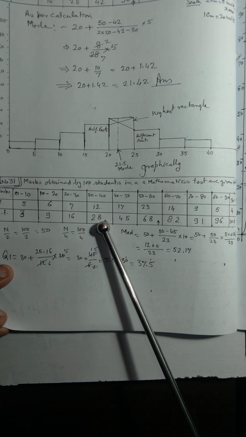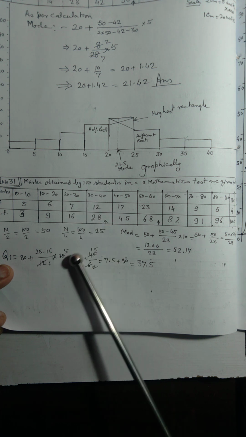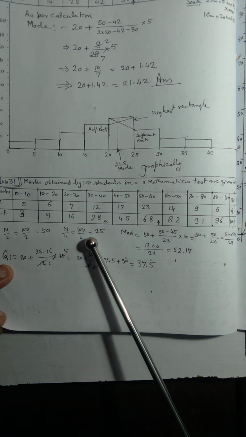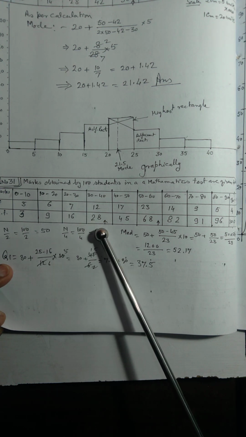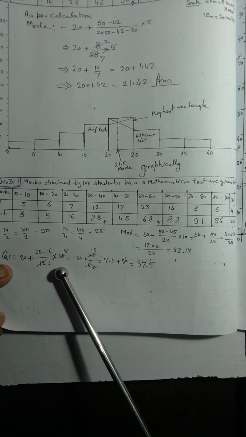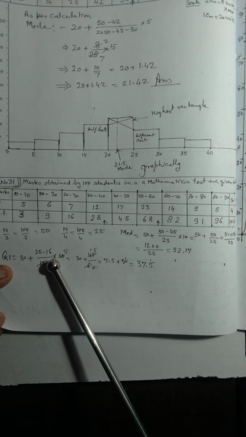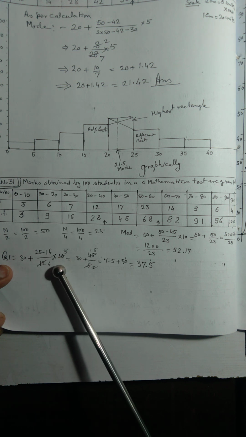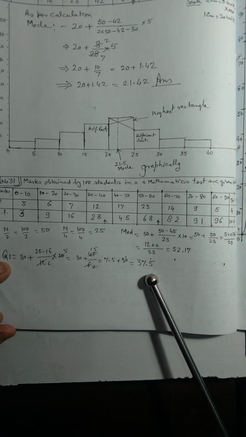25 lies here. So the exact lower limit will be 30. 25 minus 16, means preceding class cumulative frequency, upon frequency of the quartile 1 class. So that is 16, that is 12. So (25 - 16) divided by 12 into 10, means class interval. After solving, we will get 37.5.